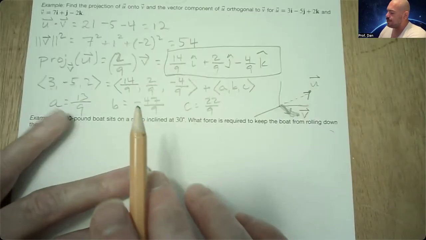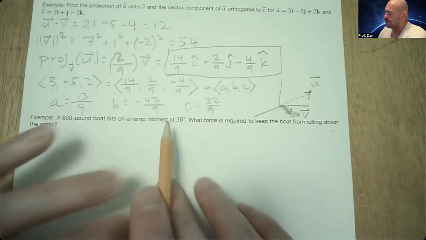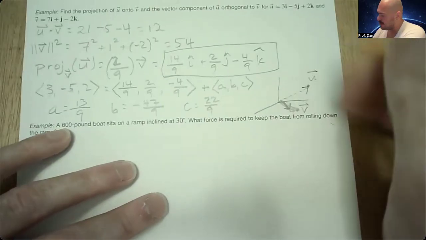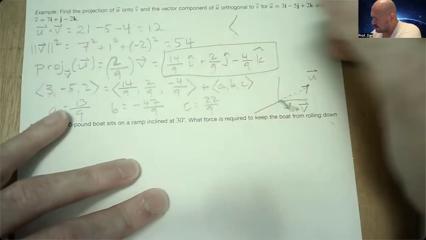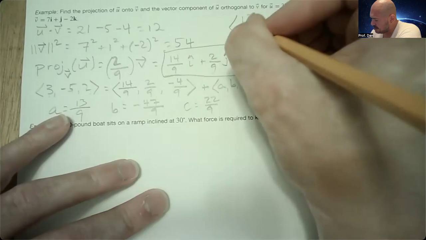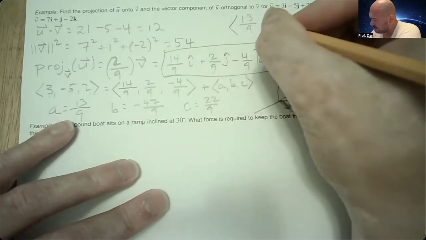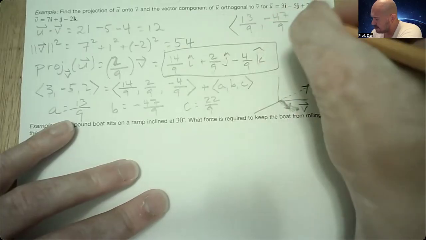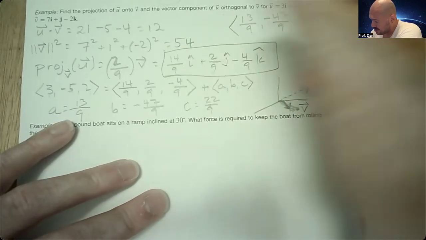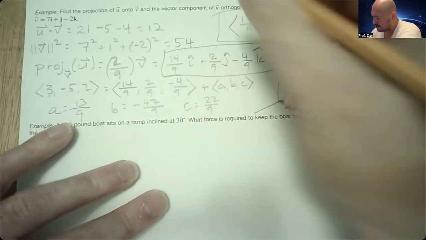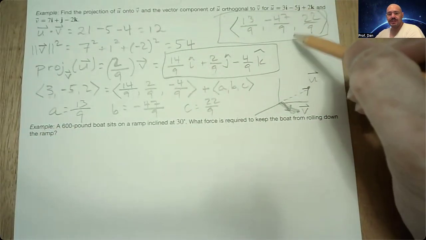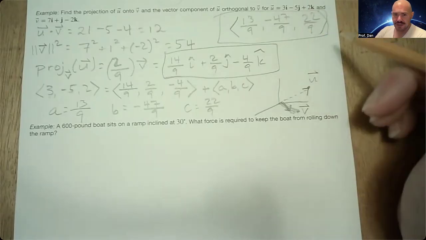So I now have the three components for the vector component that's orthogonal to that projection. We end up getting 13/9, -47/9, 22/9. You also could write it as a linear combination: 13/9 i minus 47/9 j plus 22/9 k.